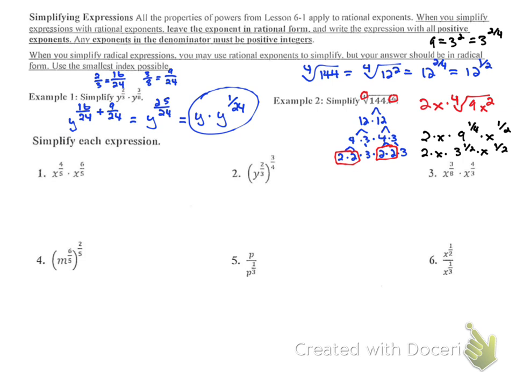Multiplying variables. What do we do to the exponents? Add them. So what would that be? X squared. Good. All right, number 2, power to a power. What do we do with exponents when we have power to a power? Multiply. So that'll be y. What's 2 times 3? What's 3 times 4? So what's that simplify to? Y to the 1/2. Good.